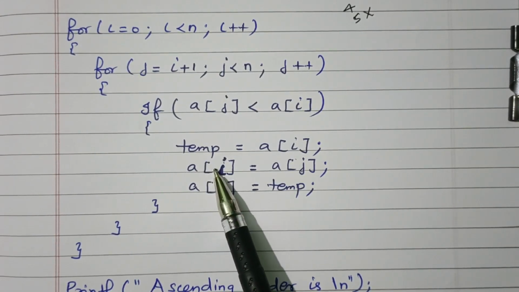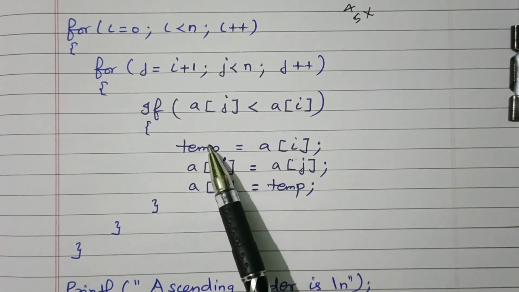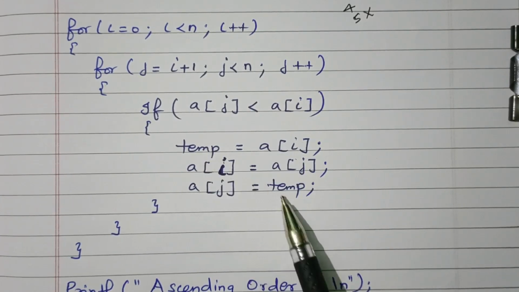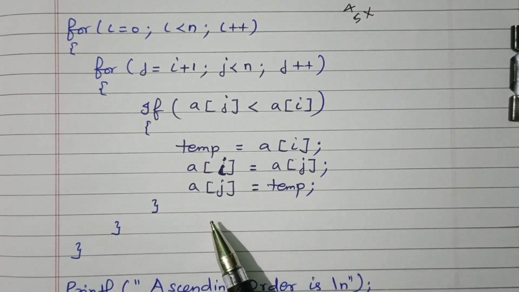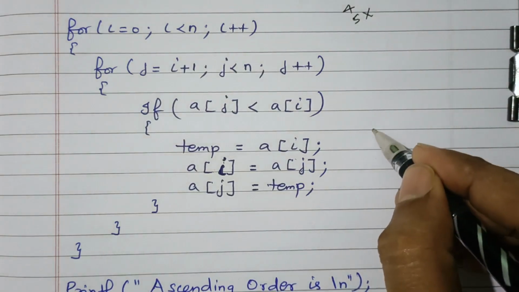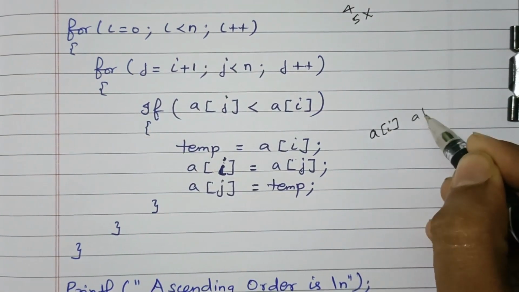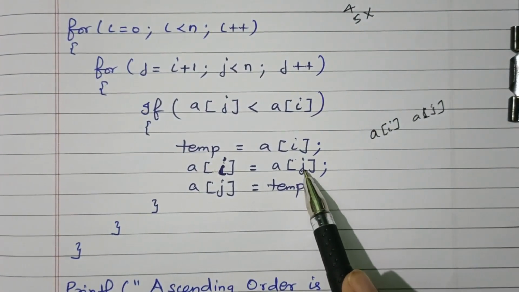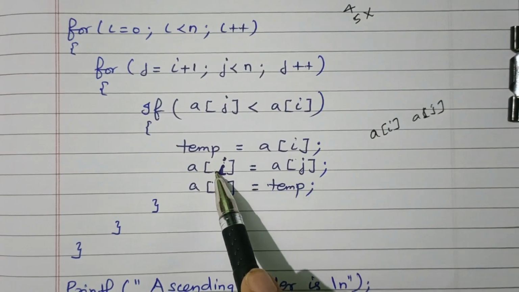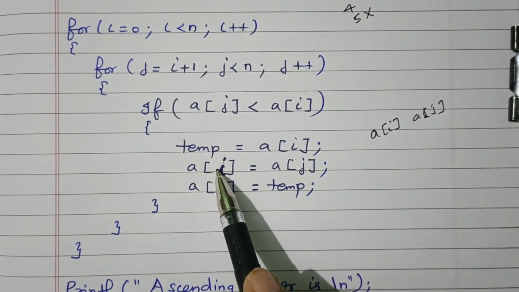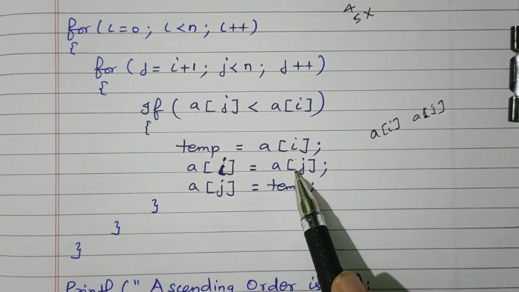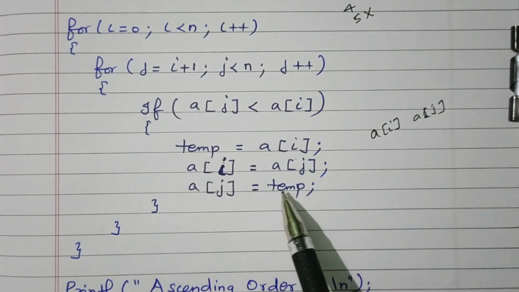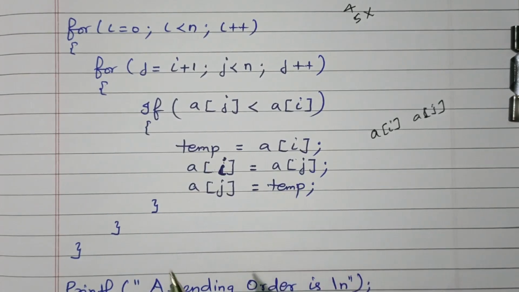Already, the value available in a of i is available in temporary, so it would be overwritten. That's why we are storing a of i in the temporary location. Now the a of i value available in the temporary location will be stored in a of j, right? Our aim is to arrange a of i as well as a of j. While replacing, it will be overwritten. The a of j value, the second number, is placed in the first position, but the first position number will be overwritten. That's why before doing this expression, the first element is stored in the temporary location. From the temporary location, it is stored in the second position.